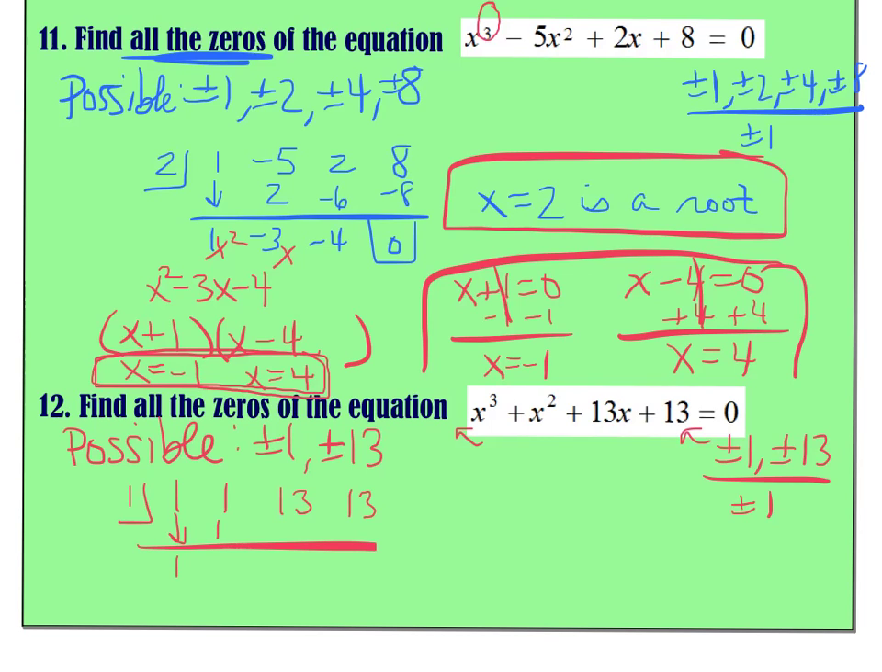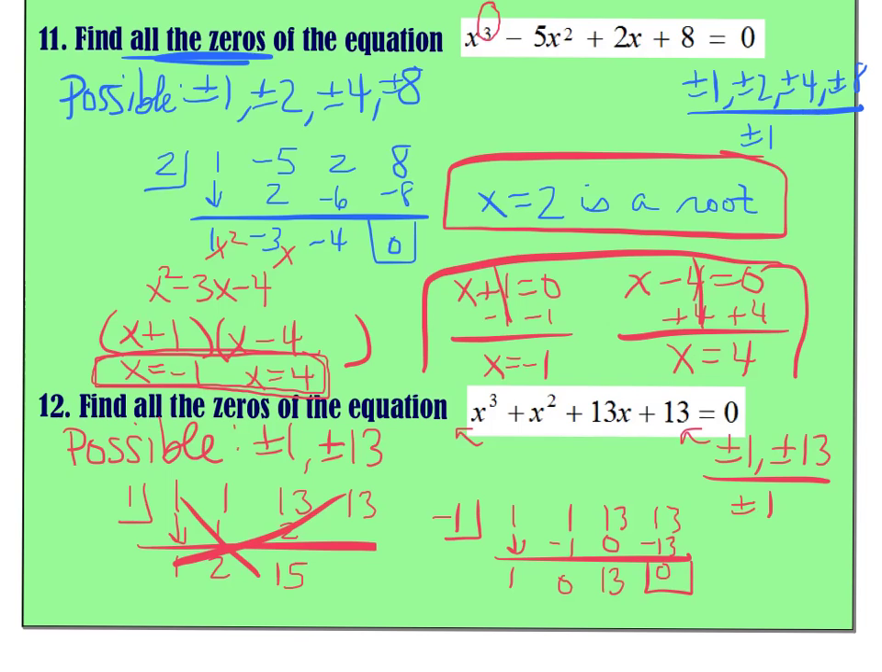Oops, that should be a 2. That doesn't seem to work. Okay, so 1's not going to work. Let's try -1. There it is. -1 does work. I get my remainder of 0, so x equals -1 is a root.